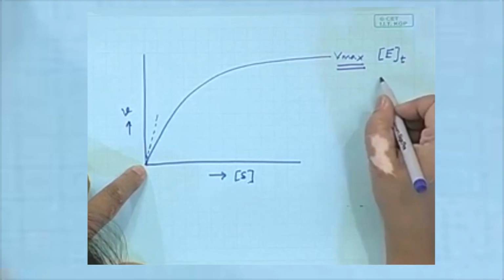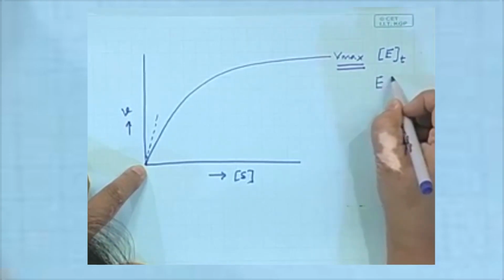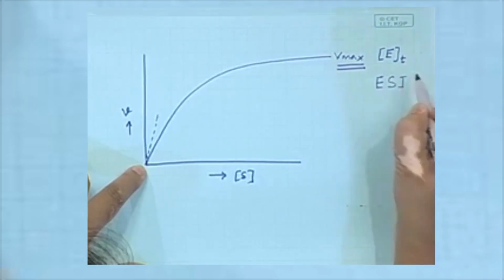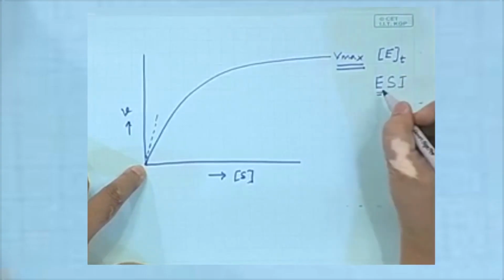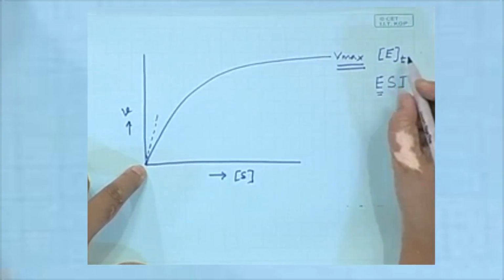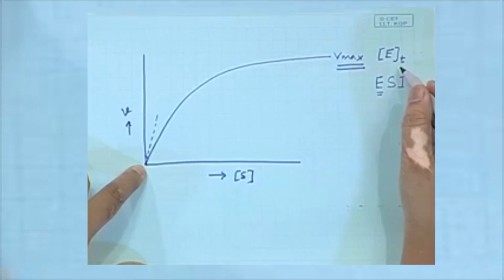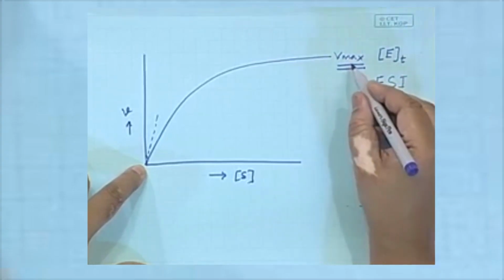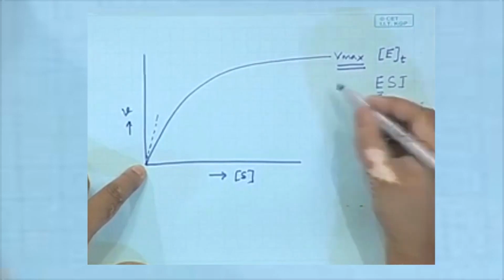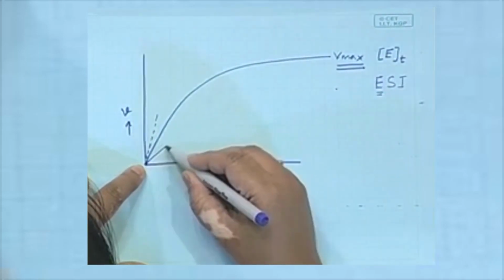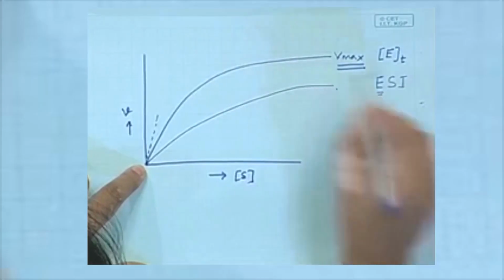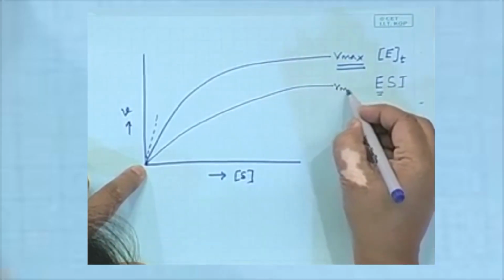In this case, what actually happens is, if this ternary complex is formed somehow, all the enzyme is never available for the total amount of reaction to go. So you never reach this Vmax. So you reach a lower value here. So this is the Vmax reached with the inhibitor.